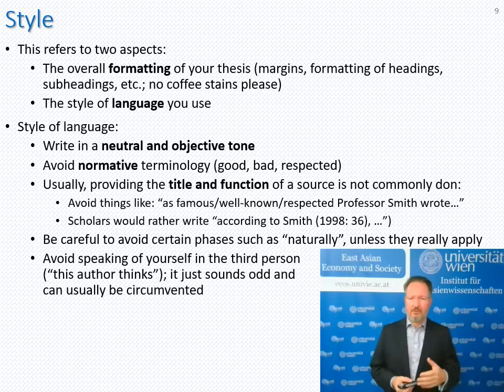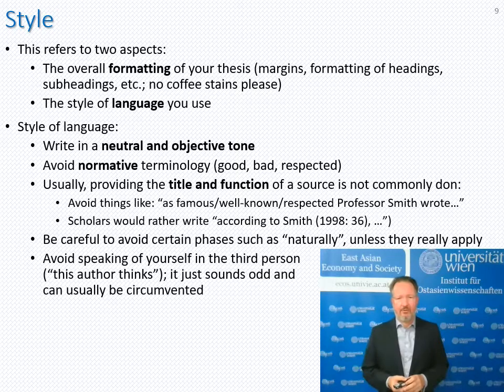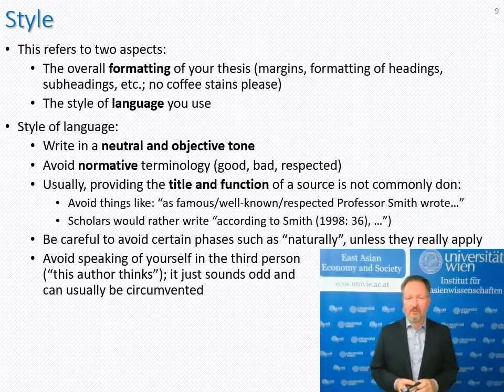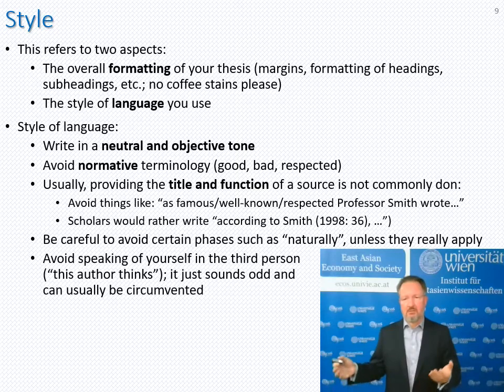Famous Professor Smith wrote this and that. There are 2 words too many. Nobody wants to know whether he's famous, and nobody needs to know whether he or she is a professor, okay? As scholars, we would rather write according to Smith, and then we provide the short version of the source and page number. This and this has happened. This is enough. No need to say according to famous, well-known and respected super professor Smith, this and this happened. This is just ridiculous.